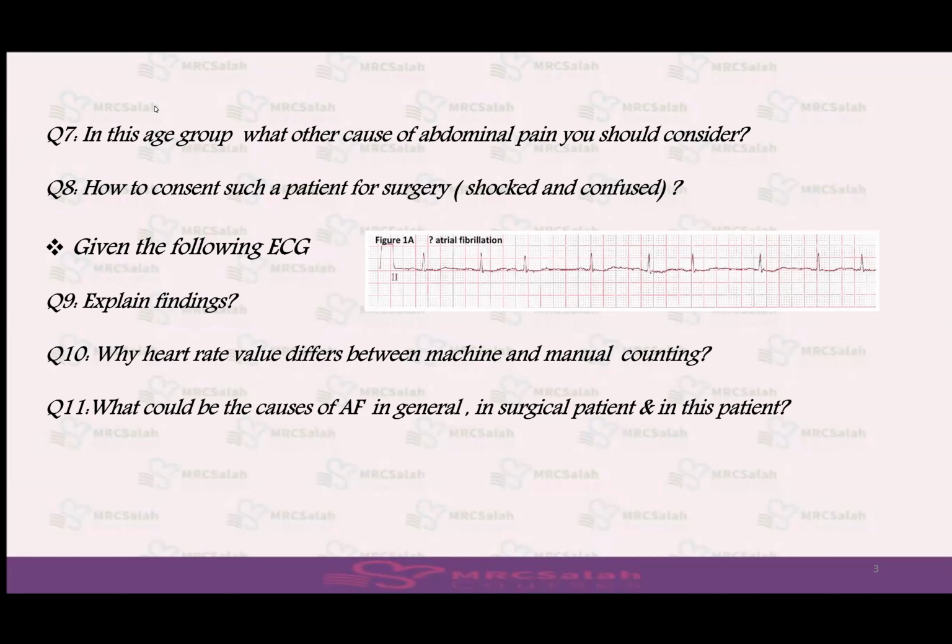In general, I don't remember actually. Surgical causes for AF. Why are you waiting? Don't be silent. Answer. Arrhythmia, Boss. Valvular heart disease, congenital heart disease, pericarditis, high blood pressure, cardiomyopathy, like this.